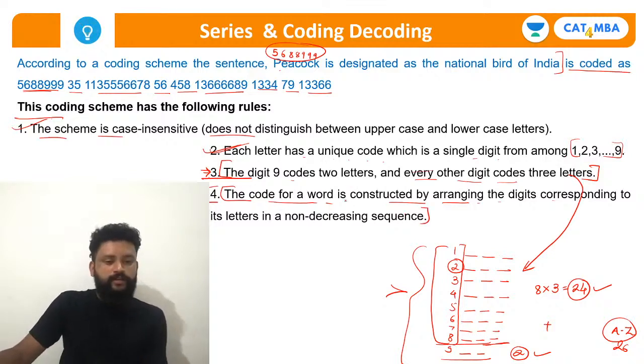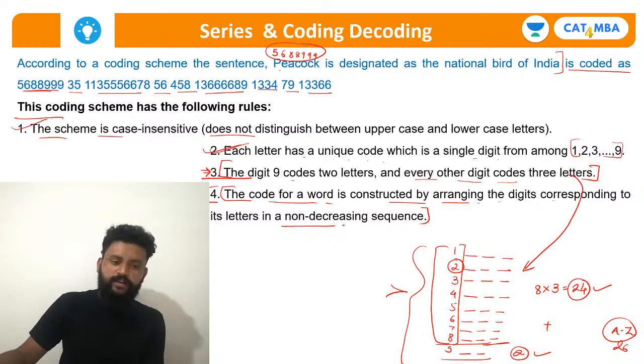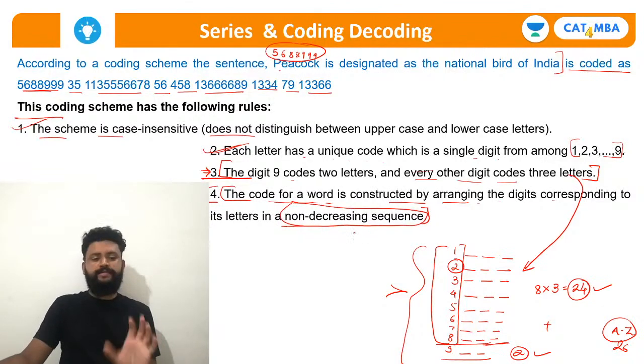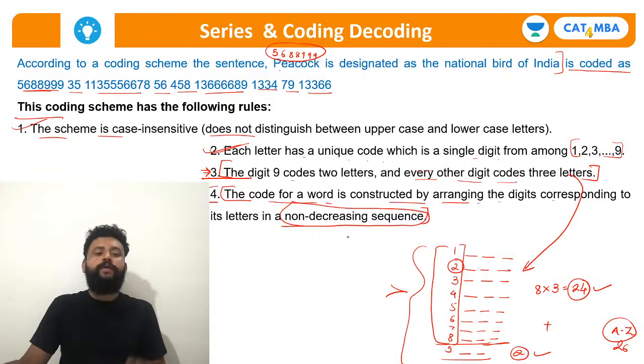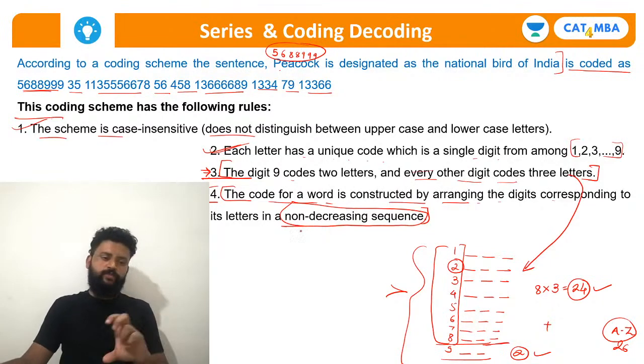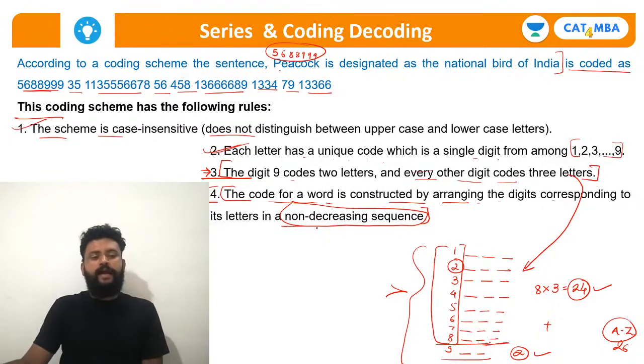The code for the word is constructed by arranging the digits corresponding to its letters in a non-decreasing order. Non-decreasing order means I can say similar to ascending order, but the same numbers putting together.